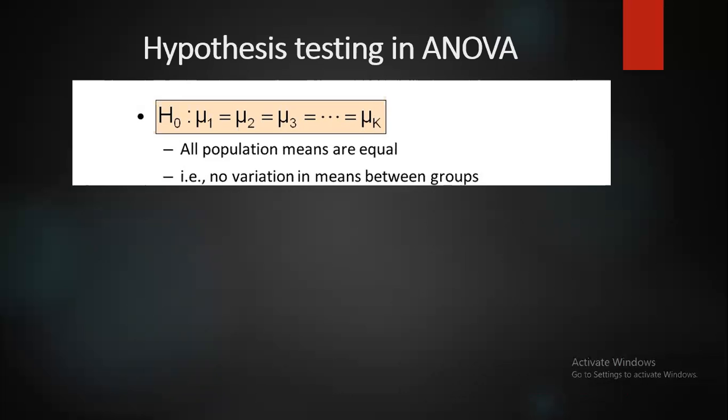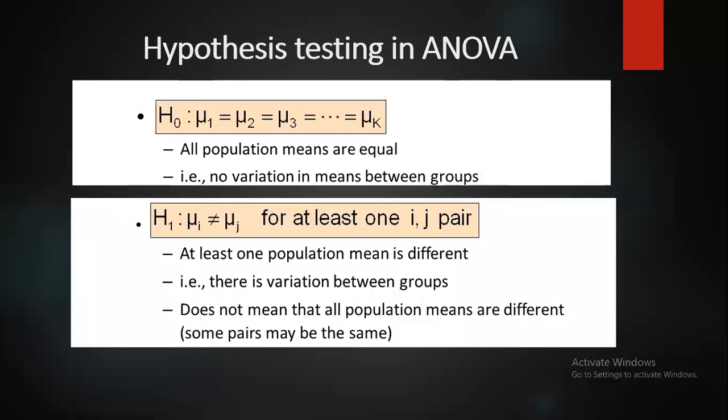Next, what will be the alternative hypothesis? The alternative hypothesis is not that mu1 is not equal to mu2 or mu3. It doesn't mean that all the population means should be different. Here the condition is that at least one of the population means is different, or there is variation in at least one of the pairs or one of the population means, then we can reject this null hypothesis. Okay, so this is basically how we are going to test hypothesis in ANOVA.